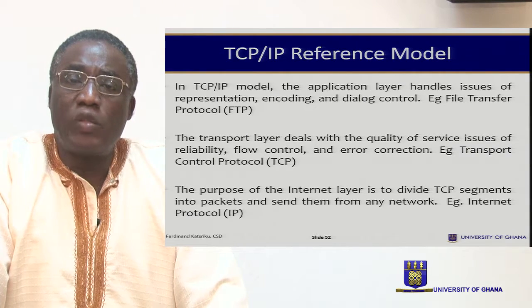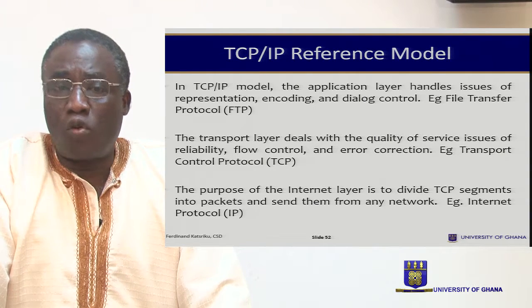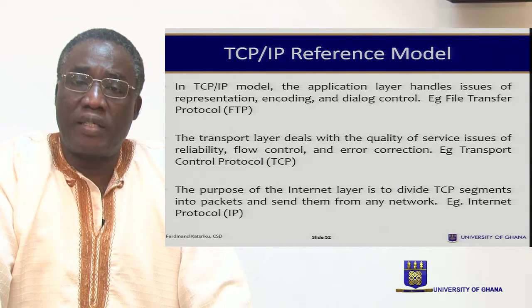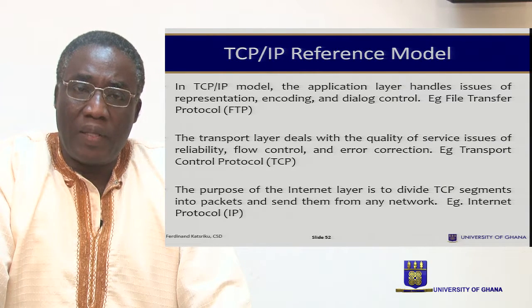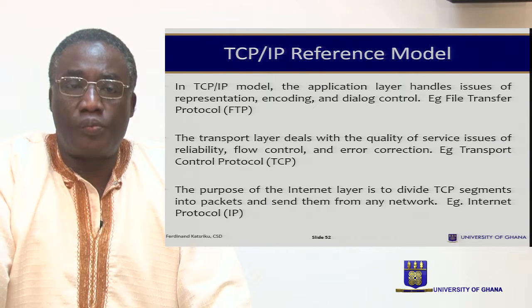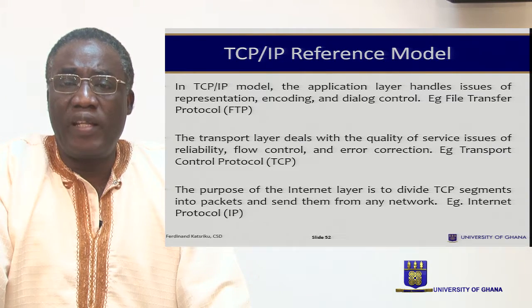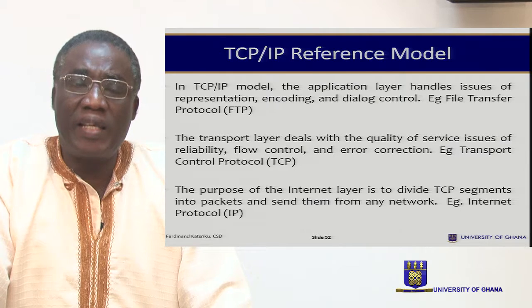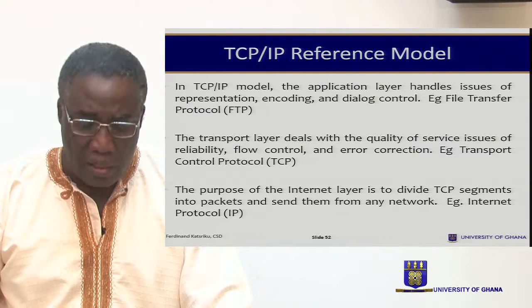The transport layer deals with the quality of service issues of reliability, flow control, and error correction, and this is done by the Transmission Control Protocol. The purpose of the internet layer is to divide the TCP segments into packets and send them from any network. So that is the Internet Protocol.